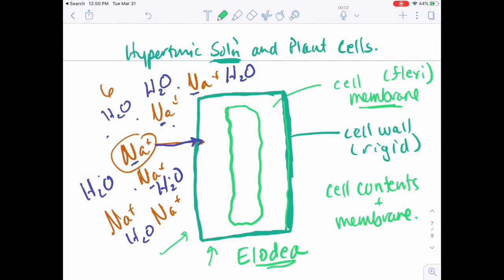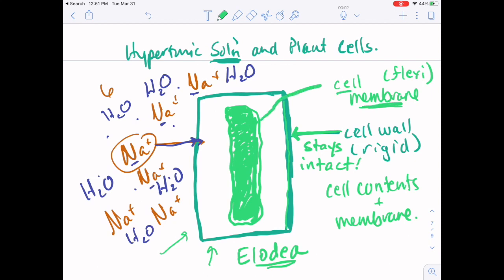That's that aquarium plant where you rip the leaf off and you took a look at it underneath the microscope in a hypertonic solution, and you probably saw something that looked kind of like this, because it's the cellular contents that are inside the cell membrane that shrink up. But this rigid cell wall out here stays intact. So the cell wall stays intact. The cell membrane, that's this out here, the cell membrane and its contents shrivel up.